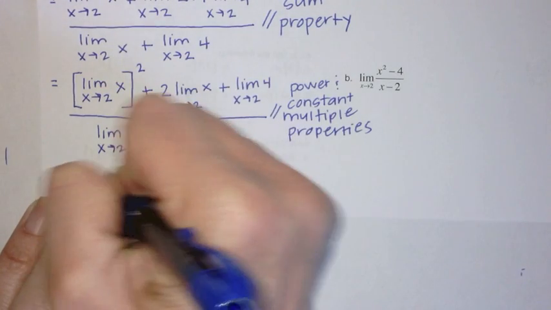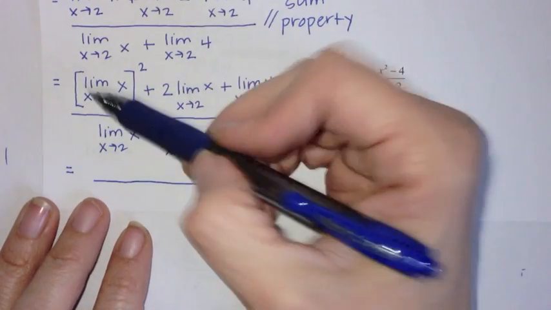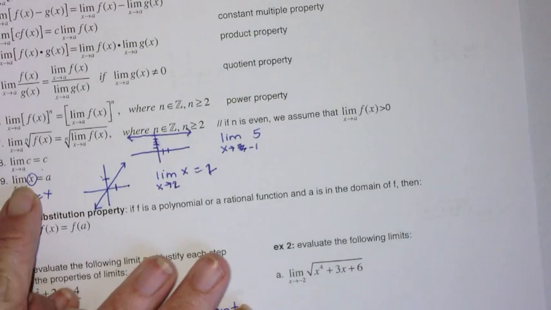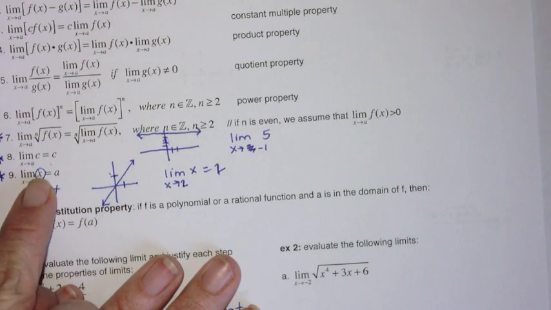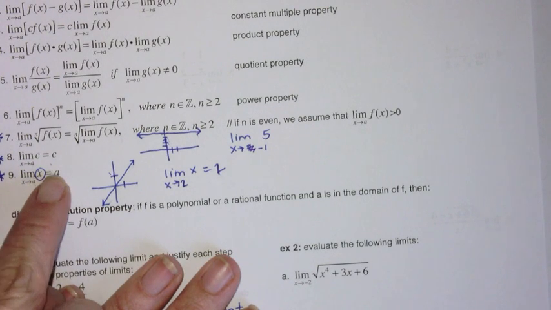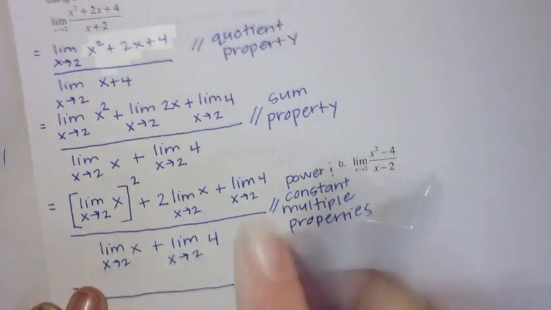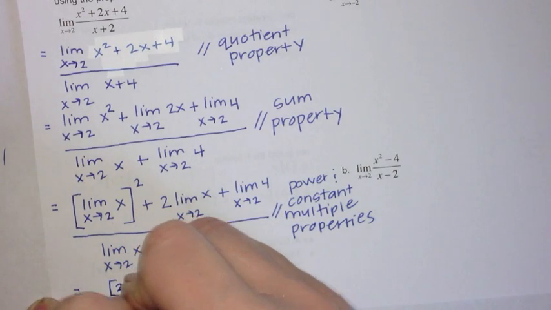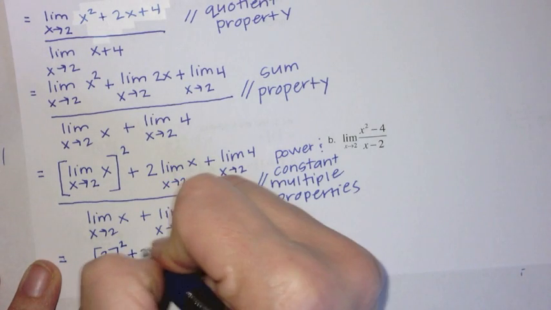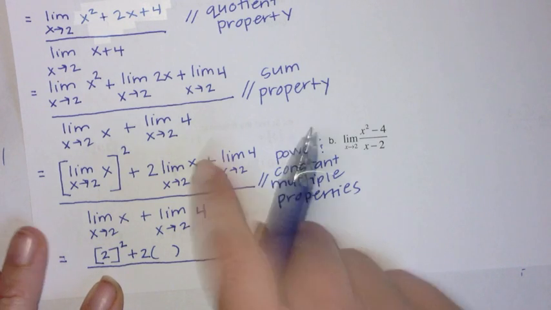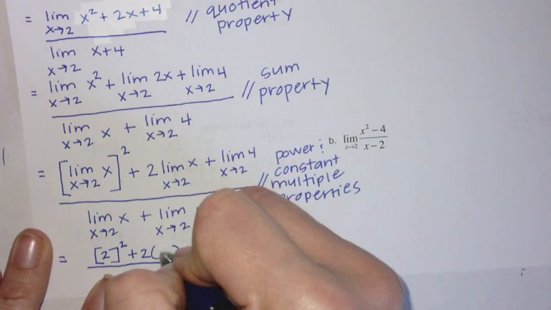So this is what it looks like. I'm going to draw myself my fraction bar. The limit as x approaches 2 of x. That's number 9. It says the limit as x approaches 2 of x equals, well, we're just going to use inference here and see that that's 2. So 2, and then I have the square on the outside, plus 2, the limit as x approaches 2 of x again, there's property number 9 again, is 2.